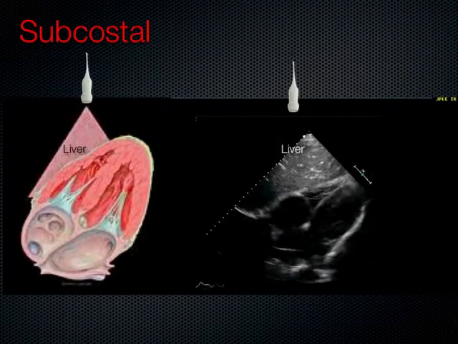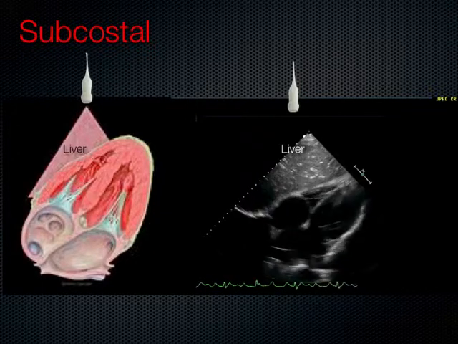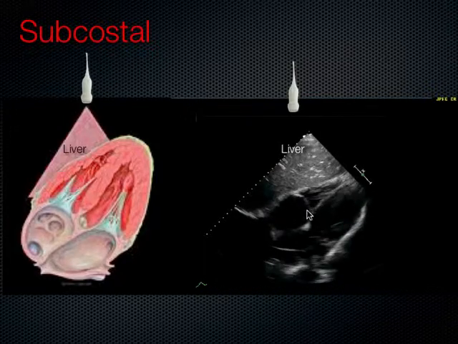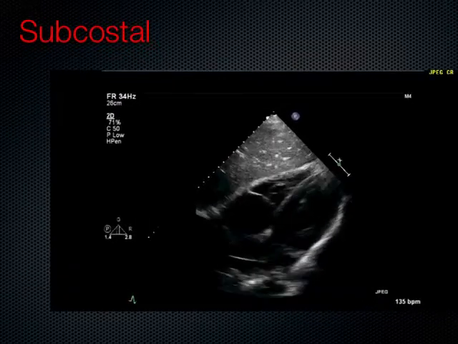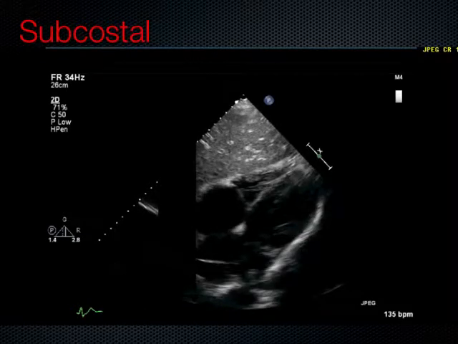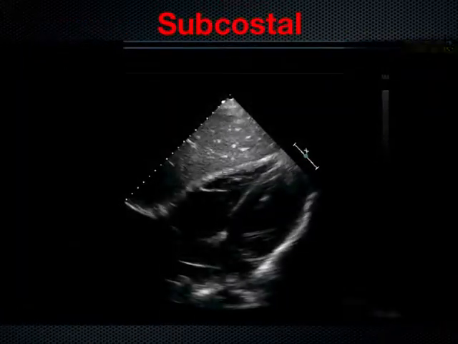Here's another view of another subcostal, four-chambered view of the heart. We can see the interventricular septum right along here. And again, we've got the indicator towards the patient's right, and we're just looking at the heart as it beats, in the four-chambered view, using the liver as our window to see the heart.